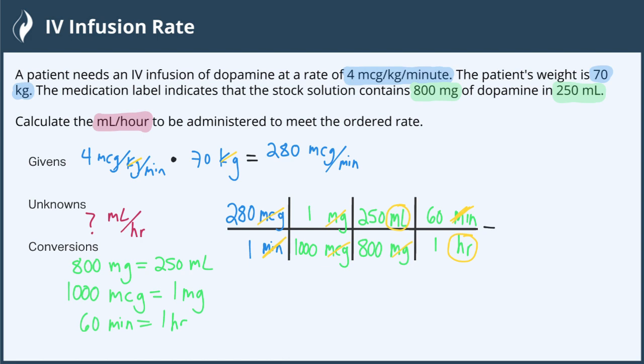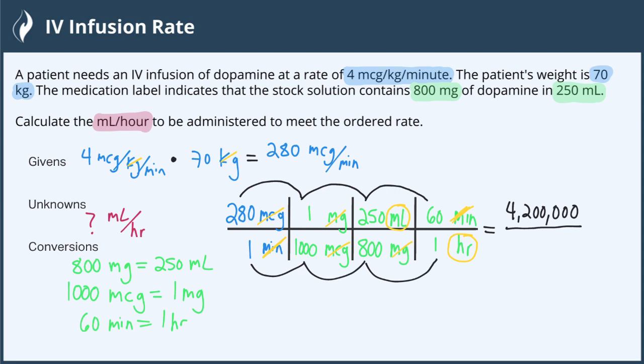So now we're going to multiply across the top. 280 times 1 times 250 times 60 comes out to be 4,200,000, a really big number, but that's okay. Then we multiply out the denominator as well. 1 times 1,000 times 800 times 1 comes out to be 800,000. When we divide those, we're going to get 5.25. And remember, our final unit is milliliters per hour.